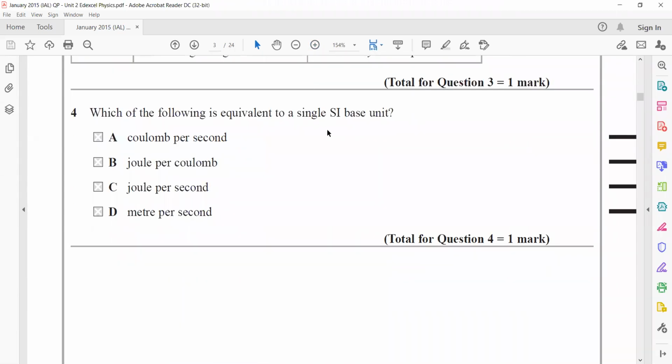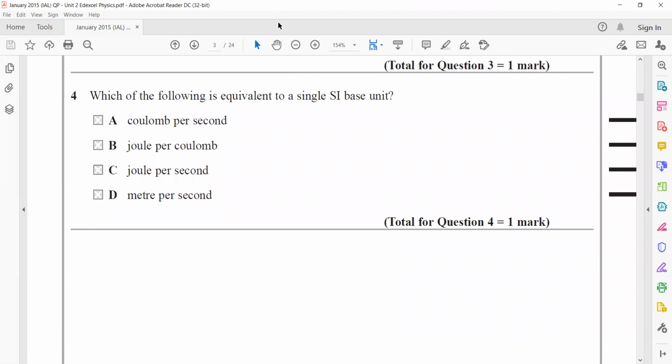Question 4. Which of the following is equivalent to a single SI base unit? So what are the base units? We have meter, kilogram, ampere, Kelvin, second, and for light intensity, candela is there, and for the amount of substance, mole is there. But for physics we are basically doing 5. So coulomb per second is current, and the unit of current is ampere. So coulomb per second represents ampere.